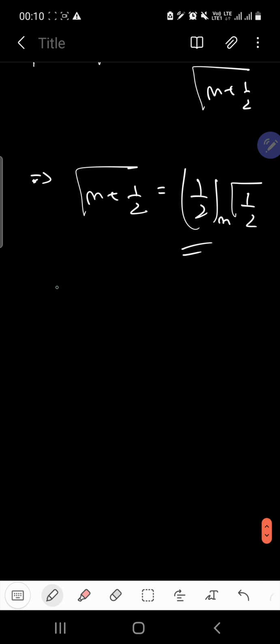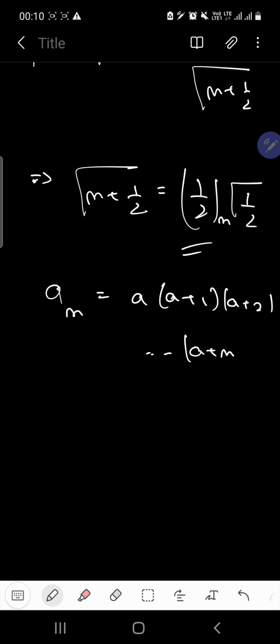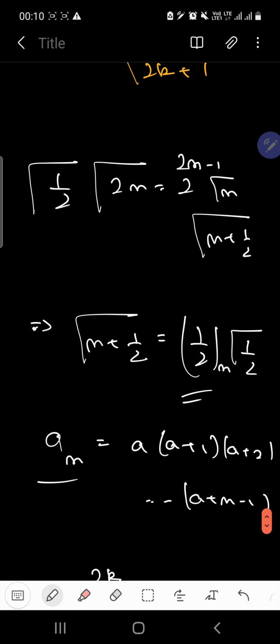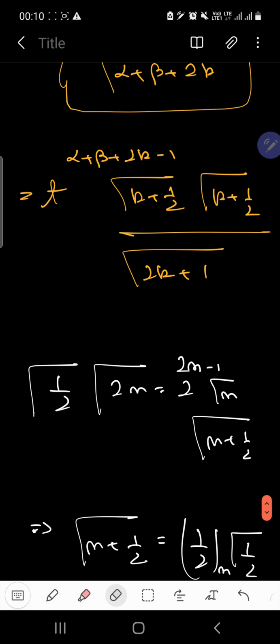What is this? Acha, a to the power n subscript notation is actually nothing but a times a plus 1 times a plus 2, and it continues till a plus n minus 1. Clear? This is the notation of this. So we will be using this only. Using this we get that the integration changes to t to the power 2k. Clear? T to the power 2k. Acha, I had not changed the power of t, I guess. Sorry, this becomes 2k.